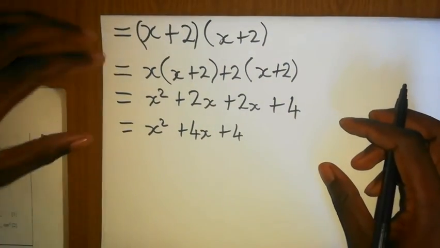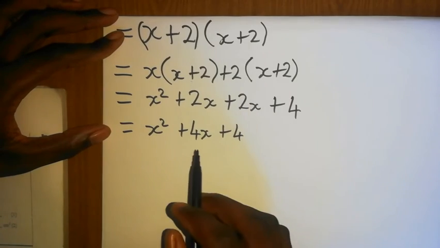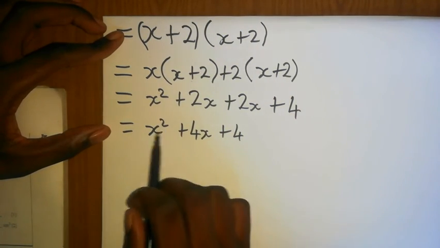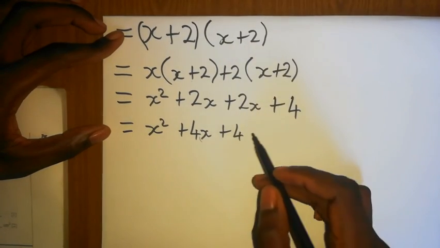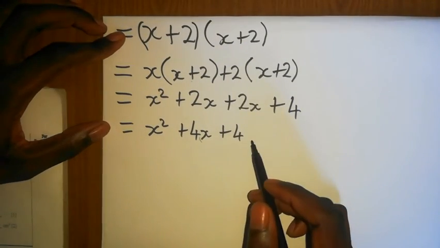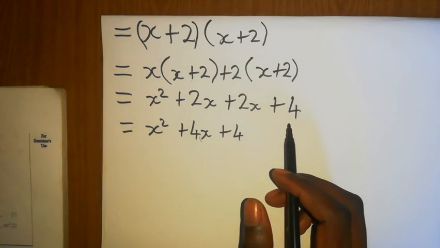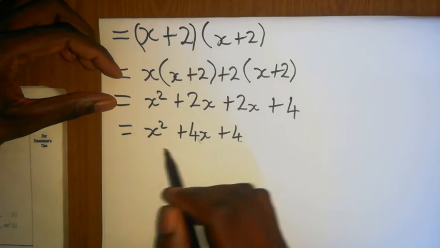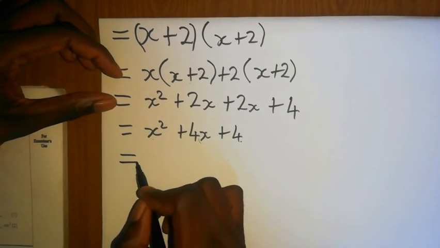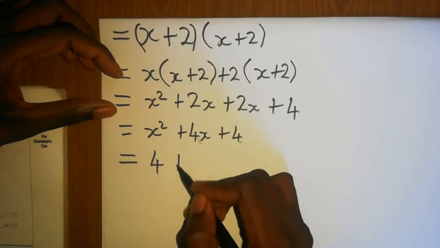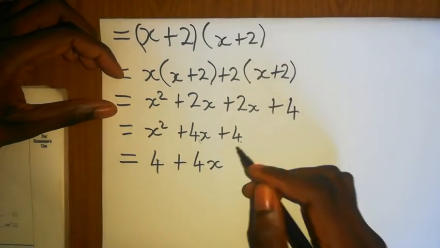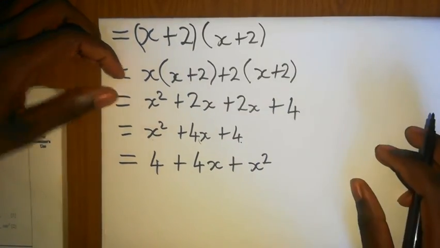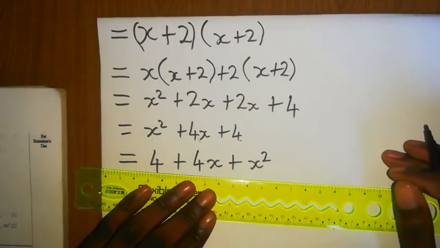What you have to understand here is that this answer automatically is in descending powers of x, because we begin with x squared, then x to the power 1, and here there's nothing. So if the question said give your answer in ascending powers of x, we are going to take it from this side moving to that side. So your final answer is going to be 4 plus 4x plus x squared. This is your final answer, guys.